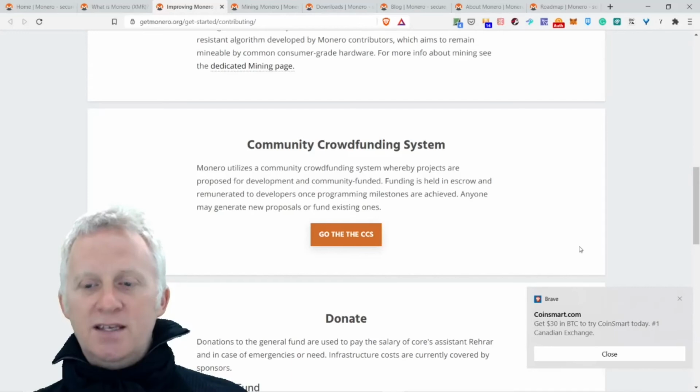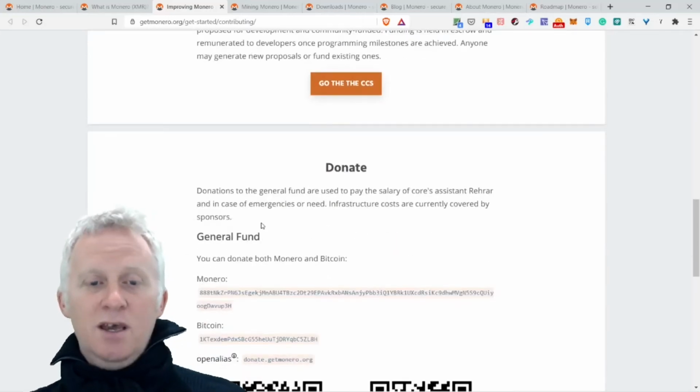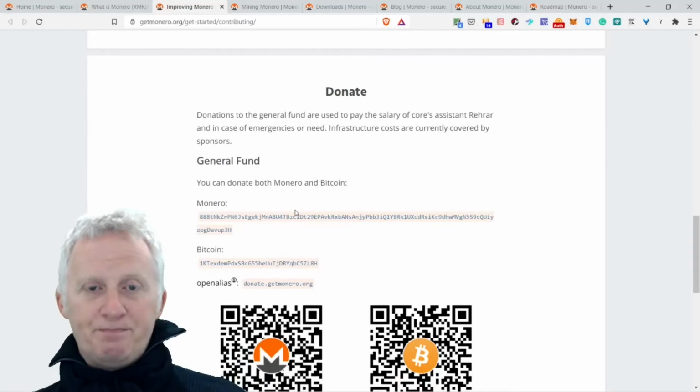So Monero utilizes a community crowdfunding system whereby projects and proposals are posted for development and community funding. Funding is held in escrow and remunerated to the developer upon programming milestones or achievements. Anyone may generate new proposals or fund existing ones. Donations to the general fund are used to pay the salary of core contributors, rate war, and in case of emergency or need. Infrastructure costs are currently covered by sponsors. You can donate to the general fund in Monero and Bitcoin.